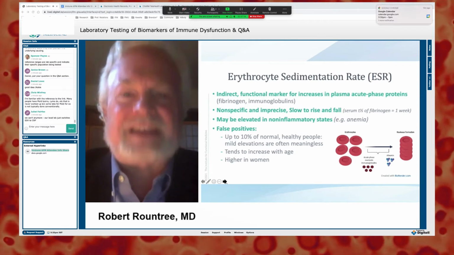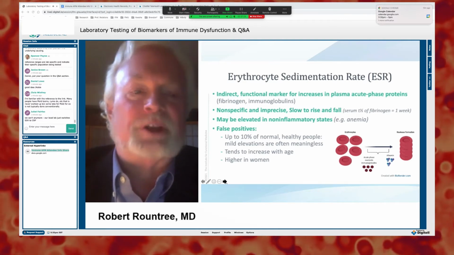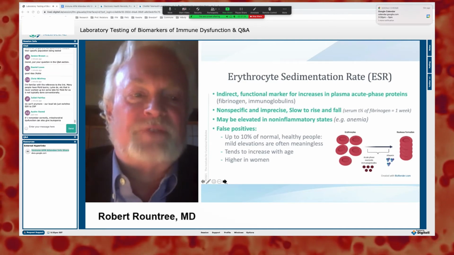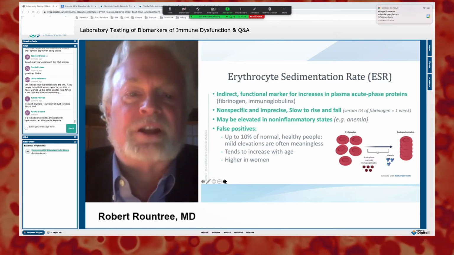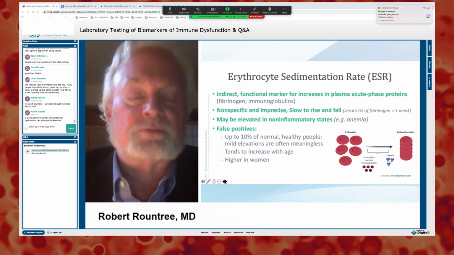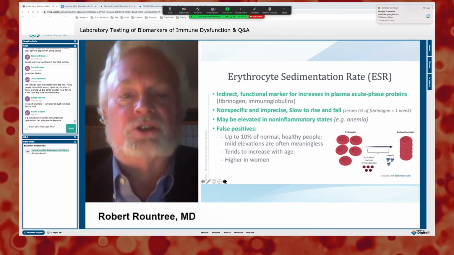So yeah, it's a secondary marker, right? It's a surrogate marker for fibrinogen, but it's a lot cheaper than fibrinogen, easier to do. It's a lot cheaper than measuring immunoglobulins. So I keep coming back to this: cheap, simple, easy to do.